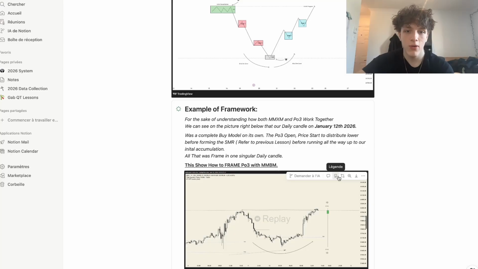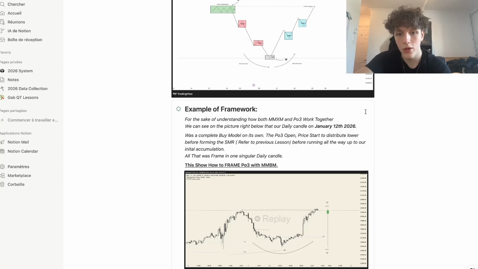Just for an example, for the sake of understanding how both the market maker model and Power of 3 work together, we can see on the picture right below that our daily candle on January 12th, 2026, so 2 weeks ago, was a complete buy model on its own.